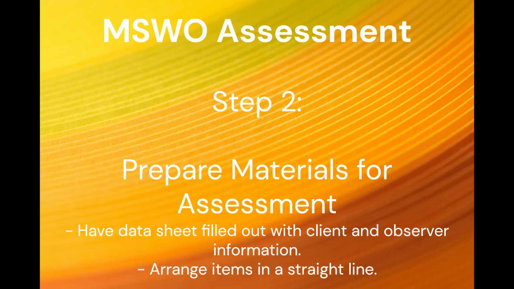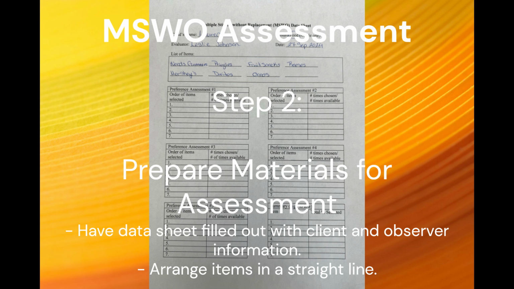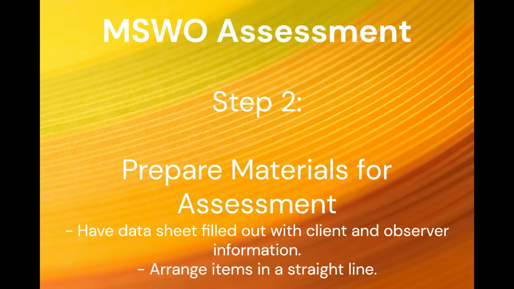Step 2. You will want to prepare materials for your assessment. You will want to have your data sheet filled out with client and observer information, the date of the assessment, and a list of all items used during the preference assessment. You will also want to arrange all items in a straight line on the table that you are using.